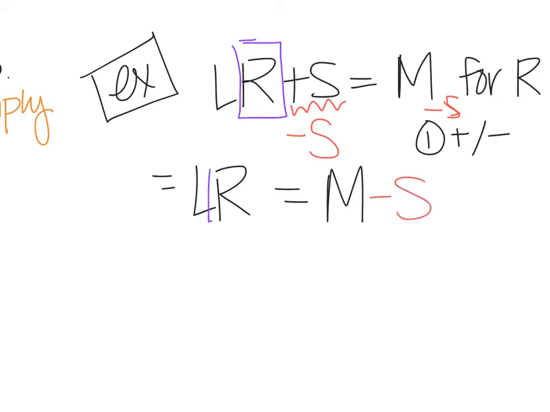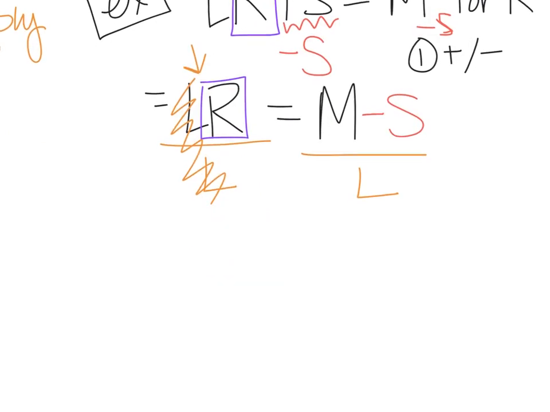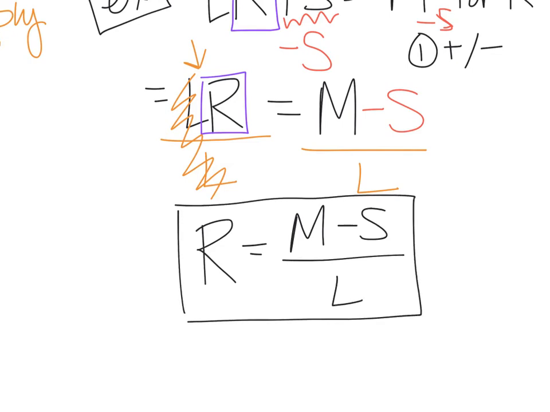And we're trying to get R by itself. So just like in the previous example, I noticed that what's going on here is multiplication, which means we have to divide by L. And if I divide the left side by L, I have to divide the right side by L. So on the left-hand side, those L's cancel out, and I have R equals M minus S divided by L. And that's our final answer.